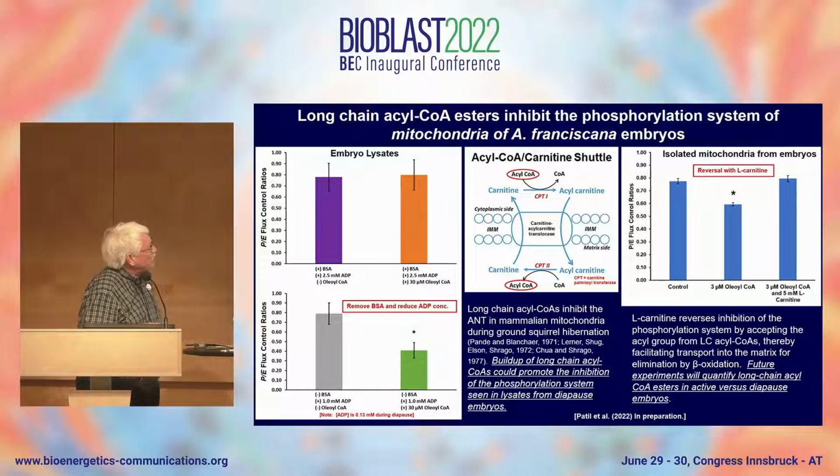We took this one step further and isolated the mitochondria from these embryos and show that, again, we can see the same impact, the control value in terms of P to E flux control ratio, its depression with, in this case, 3 micromolar oleoyl-CoA, much less than used in the lysates, and that we can reverse this effect very nicely by the addition of 5 millimolar L-carnitine. As you may know, this is due to the fact that the L-carnitine then can accept the acyl group from these long-chain acyl-CoAs and then by the carnitine shuttle, it can move these into the matrix for elimination by beta oxidation.